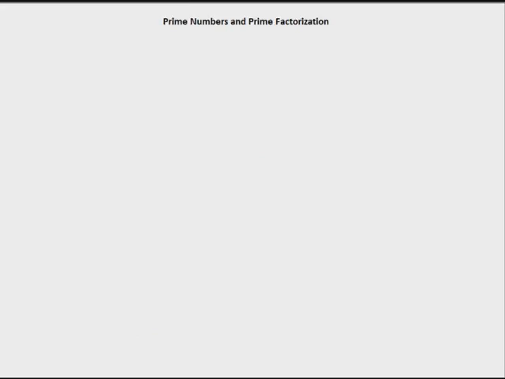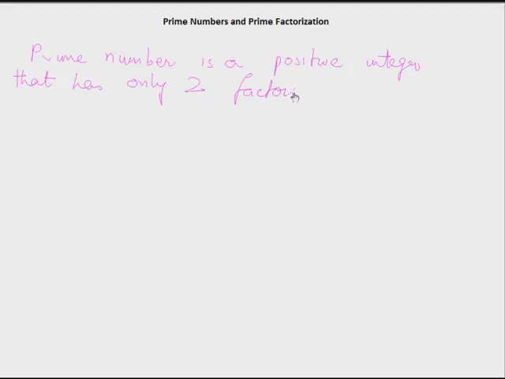So having looked at factors, let's look at the most basic factors that any number can have. Those are the prime factors. So what's a prime number? A prime number is a positive integer that has only two factors, 1 and itself.